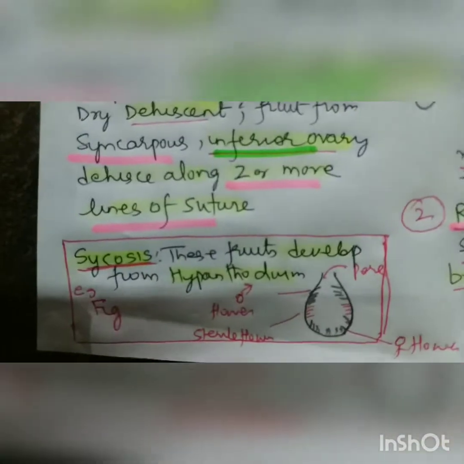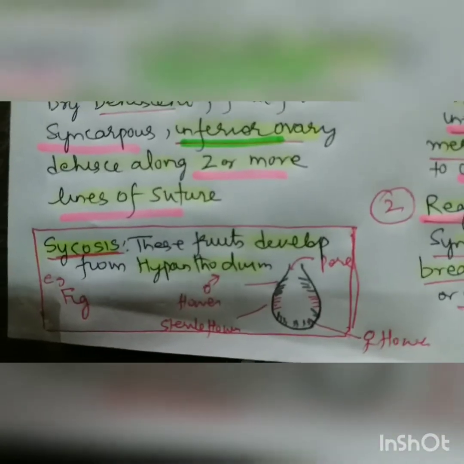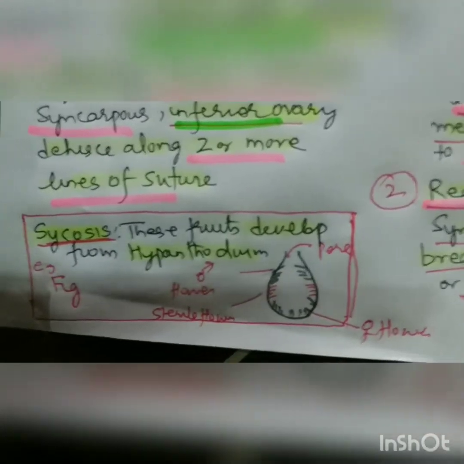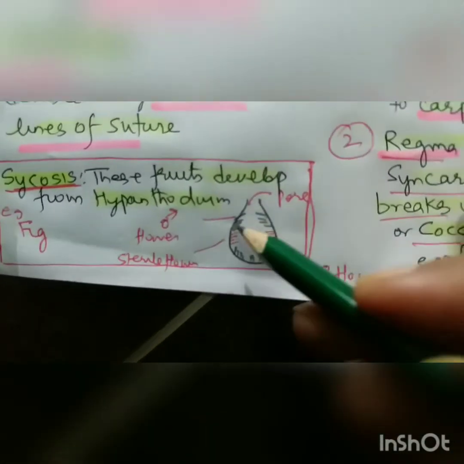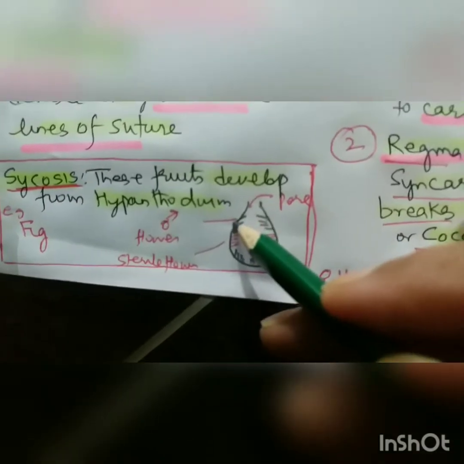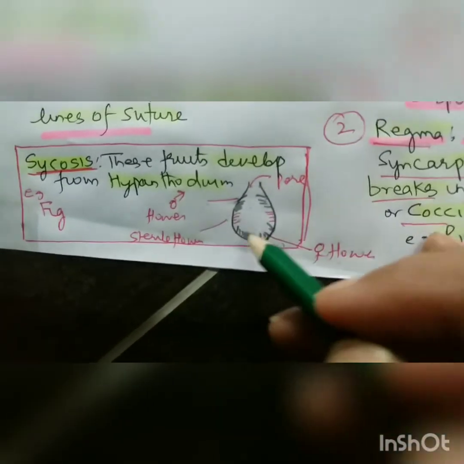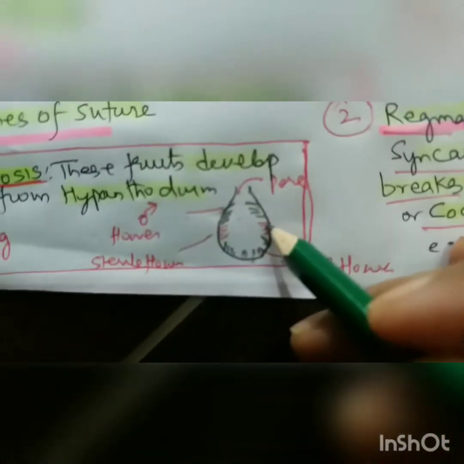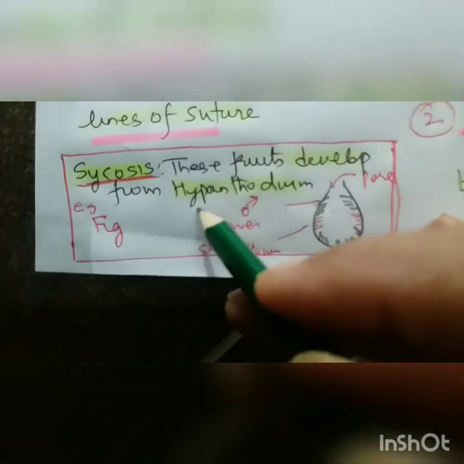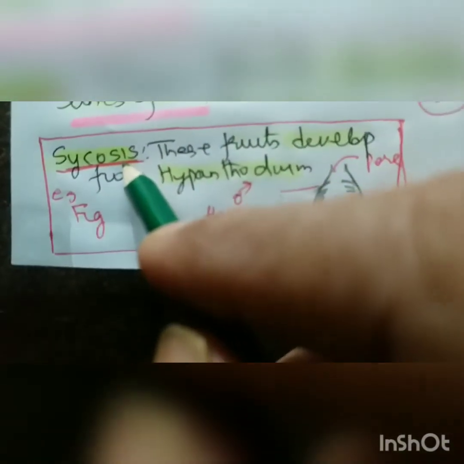Now one more fruit I want to tell you, that is the syconus. These fruits develop from the inflorescence hypanthodium. Hypanthodium is a flask shaped inflorescence in which toward the upper apical pore it has male flowers, and toward the base it has female flowers, and in between they are sterile. This is female, this is sterile, and this is male, and they give rise to a fruit called syconus, and it is in fig, right? Fig we used to eat a lot, right?